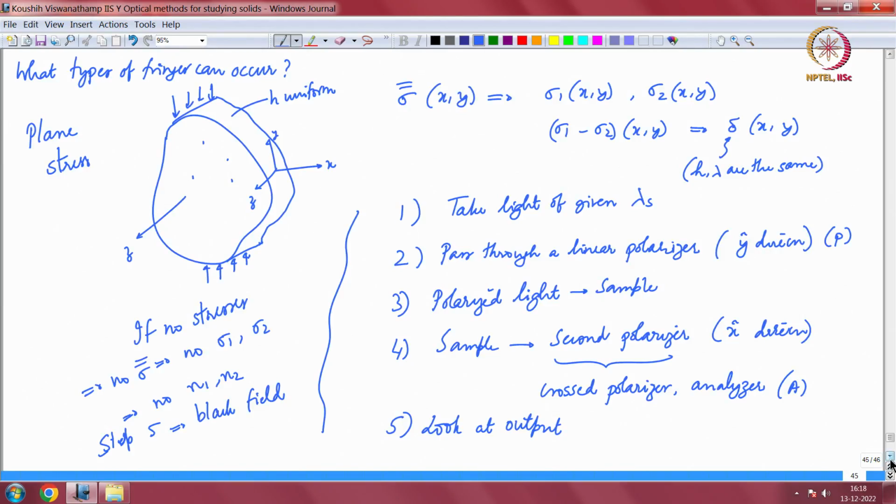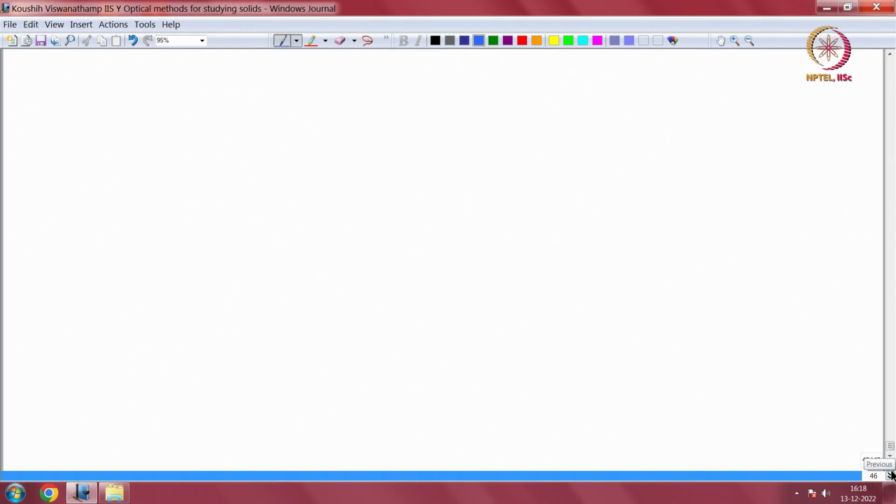given light with a given wavelength spread spectrum typically, and then we pass it through a linear polarization sheet with a polarization in the y direction, which we call P, and then the polarized light passes through the sample, and from the sample it goes to a second crossed polarizer called the analyzer or A, which has its polarization direction in the x direction, and then we look at the output of the light that is coming out of the analyzer, right. So, it is simple enough to set this up at least schematically.